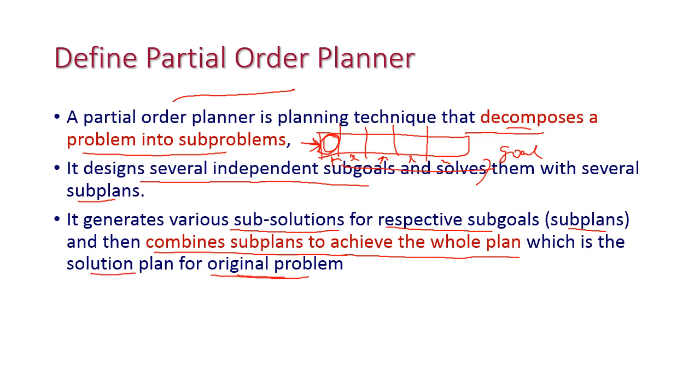So in the partial order planner, we decompose the problem into subproblems, and for each subproblem we have several subplans. All the subsolutions are solved separately, and then we combine the subplans to achieve the whole plan. The whole plan is called the solution of the original problem.